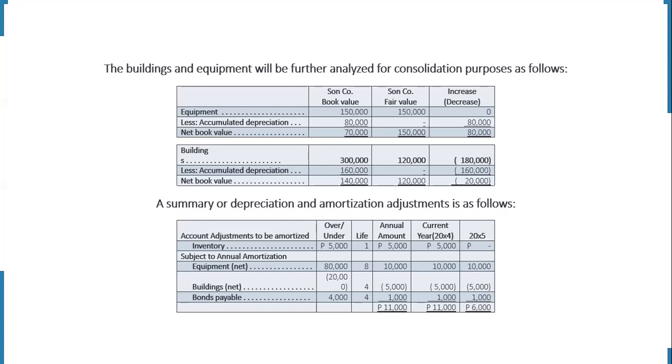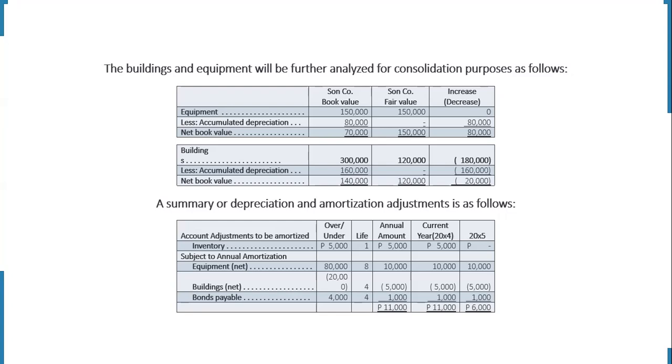Now, summary of depreciation and amortization adjustments: for inventory, we have 5,000. At the inventory end, it now becomes part of the cost of goods sold. Take note that this is inventory beginning. The life is only one year because under the FIFO method, we assume that the first units purchased will be the first units to be sold. Subject to annual amortization for equipment, there is an undervaluation of 80,000 divided by 8 years. So meaning it's 10,000 per year beginning 20x4.